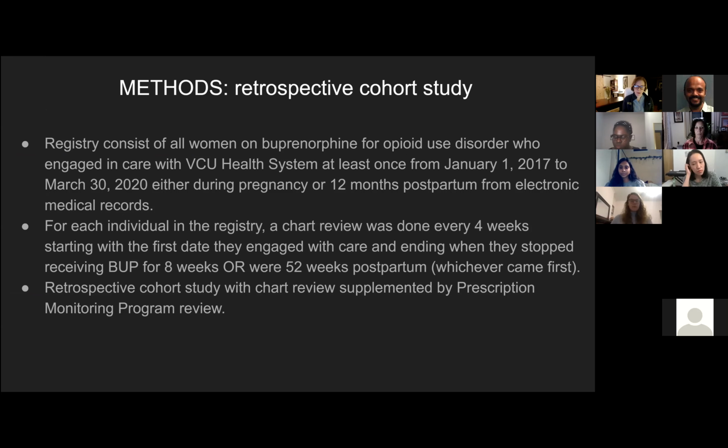And the information about buprenorphine was supplemented by the prescription monitoring program. And that's just because they could be getting their buprenorphine from a different health system, and we didn't want to miss that source of data.